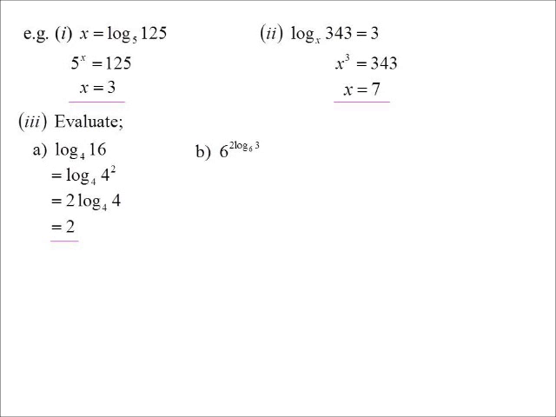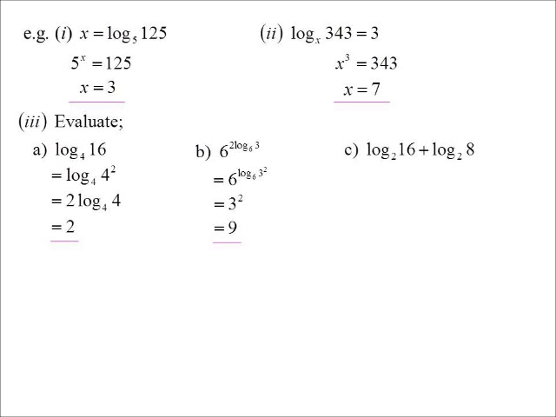6 to the power of 2 log 3 base 6. Now, the bases are the same, but I can't cancel them yet. I can only cancel it when it's to the power of log, not to the power of 2 log. So I've got to use my log law, which allows me to bring the power in this time. So 2 log 3 base 6 is the same as saying log 3 squared base 6. But now it's 6 to the power of log base 6. They will cancel, leave me with 3 squared, which is 9. Right? So you can't have a coefficient with the log when you cancel. You've got to bring that coefficient into the log, then you can cancel.